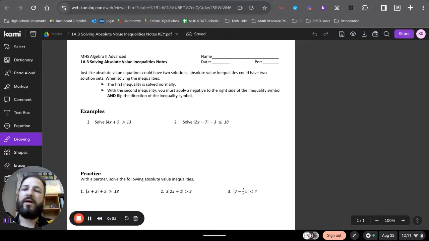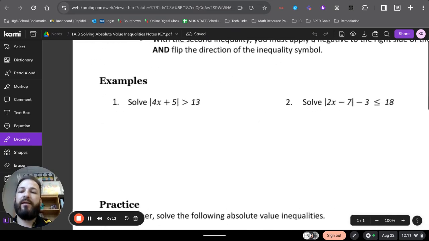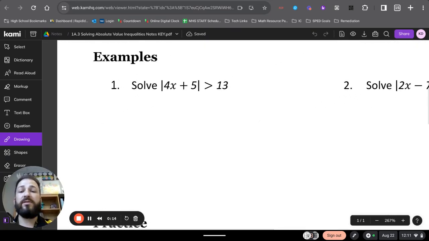All right, y'all. Today we're going to be talking about solving absolute value inequalities, which are similar to equations, but using that inequality notation, things are just going to be a little bit different. Okay, so let's look at example 1. We want to solve the absolute value of 4x plus 5 is greater than 13.